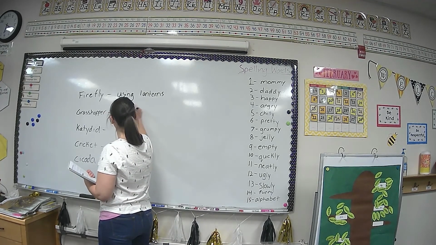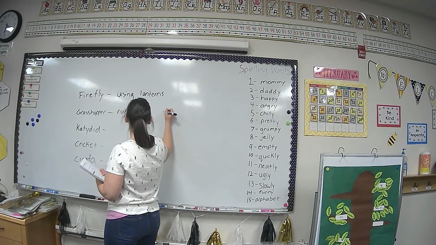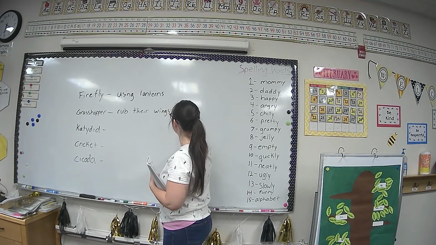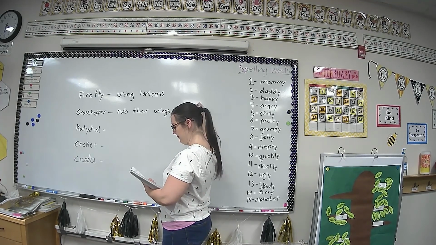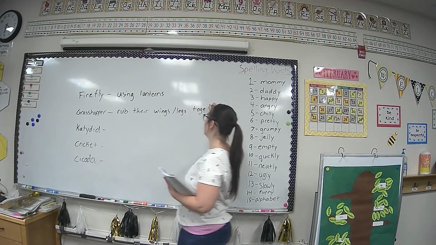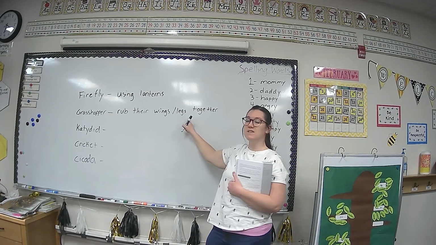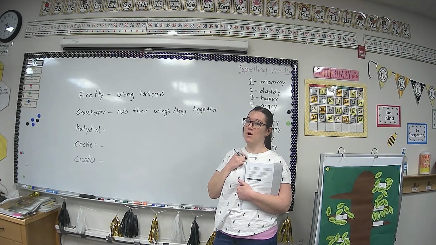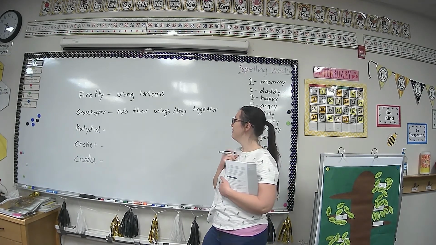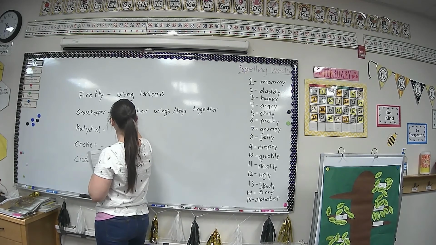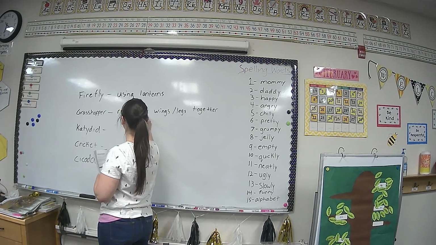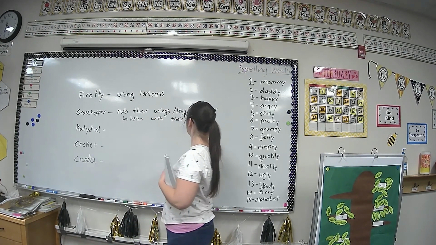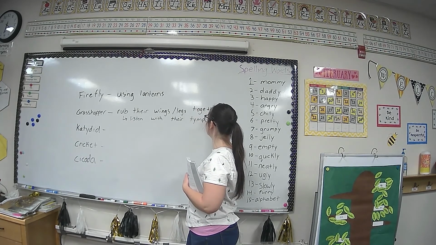They rub their wings, and sometimes their wings and their legs together. How do they listen? So this is how they talk, but how do they listen? What's that special body part they use to listen called? They listen with their tympanum.